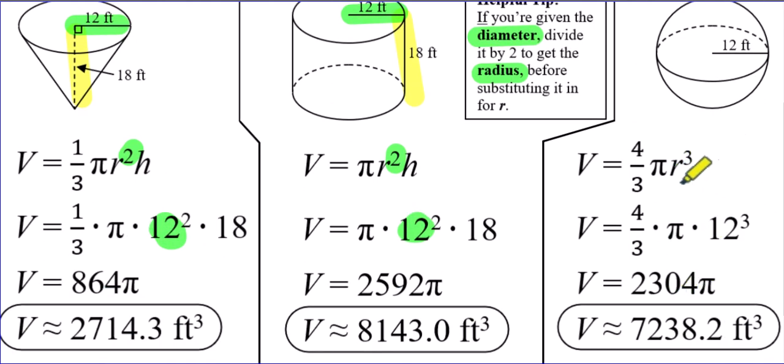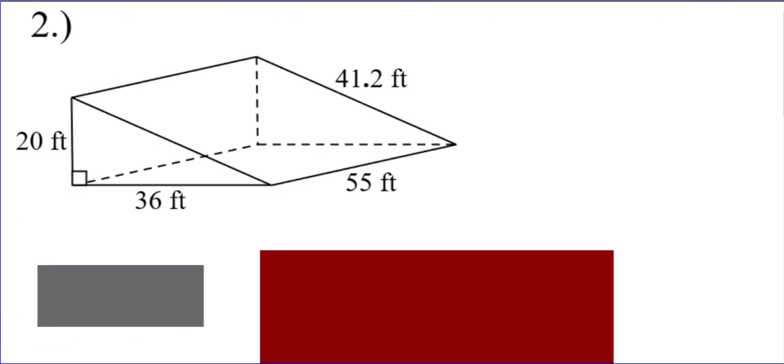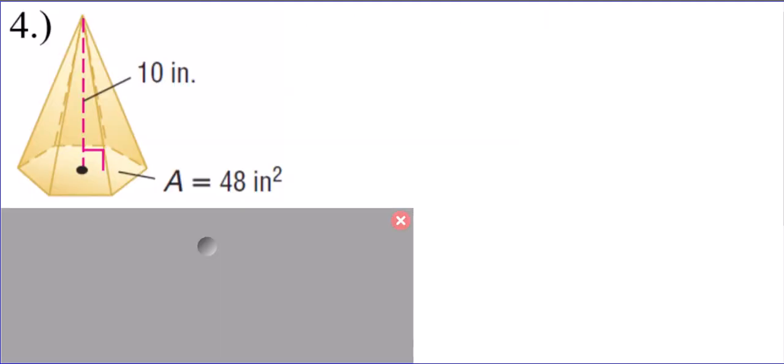You just got to find your third power key on your calculator. You'll probably use the caret key if it's a TI-30X2S calculator. The Texas Instrument calculators have a caret key, and then you'll tell it to use the power of 3. So not really that big of a deal. There's your sphere. Okay. The next page has a bunch of practice problems, 1, 2, 3, and 4.